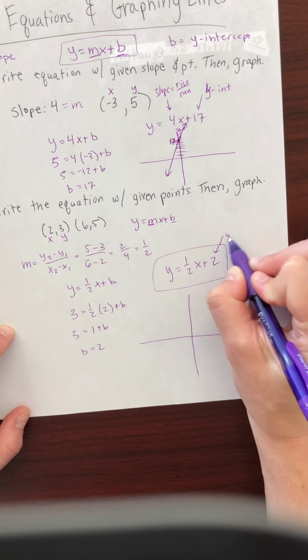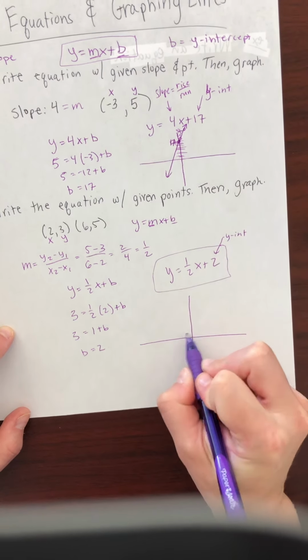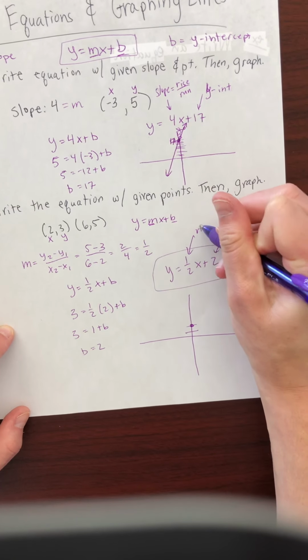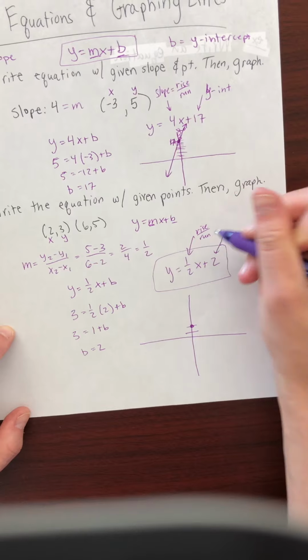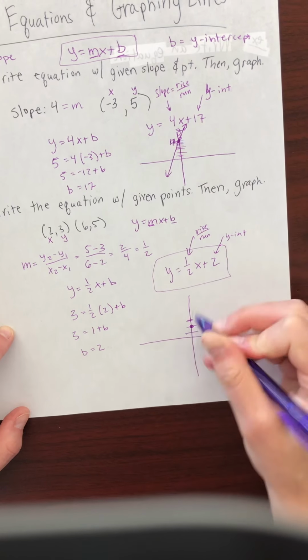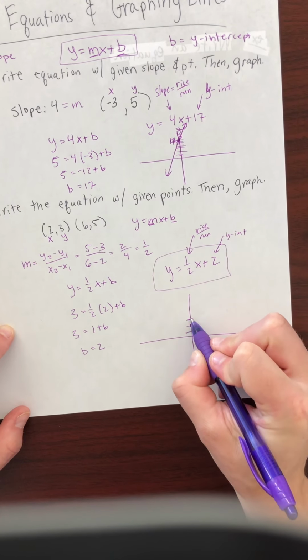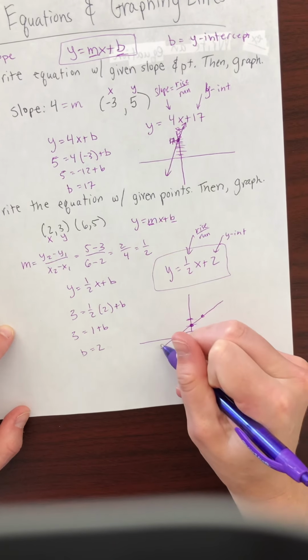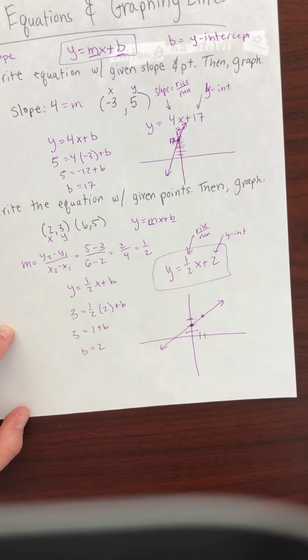This is my y-intercept. So I'm going up 2. You make a dot. And then this is my rise over run, my slope. So I'm rising 1 and I'm running 2. So up 1 over 2, and then you draw a line, linear function. Voila! That's it.